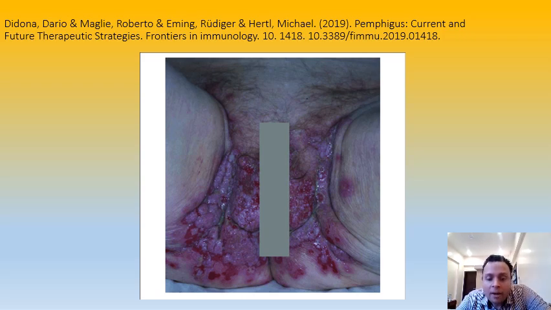papillomatous vegetating plaques with areas of crusting and erosions present on the intertriginous areas. You can say the genitocrural or inguinal area, even extending to other areas such as the scrotum.